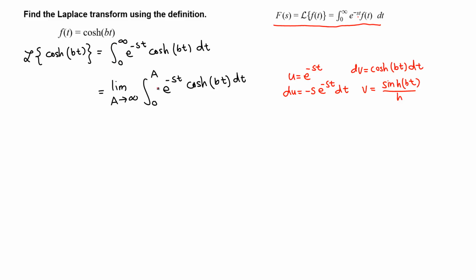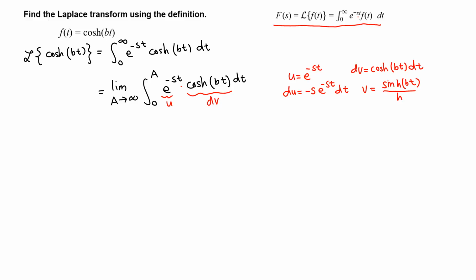And this is improper. Let's change this into 0 to a, finite a, and we let a go to infinity. Now we need to evaluate this integral. We've got a product of two functions, so we use integration by parts. Let's say u is e raised to negative st, and the remaining part is dv. So we can find v. By the way, the antiderivative of cosh is just sine hyperbolic, with respect to t.